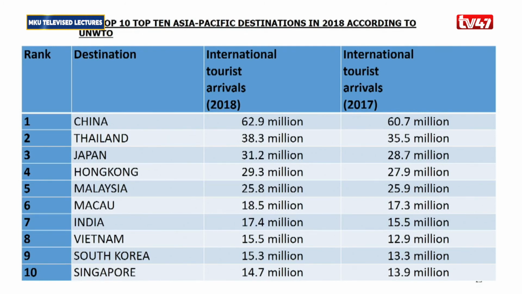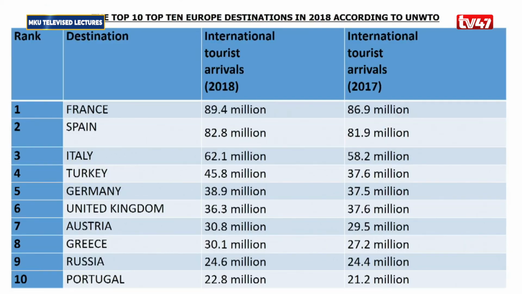And then if you look at the Asia Pacific destinations, China was the leading, Thailand, Japan, Hong Kong, Malaysia, Macau, India, Vietnam, South Korea, and number 10 was Singapore. And China was the leading with 62.9 million international visitors, while Singapore had 14.7 million international visitors.